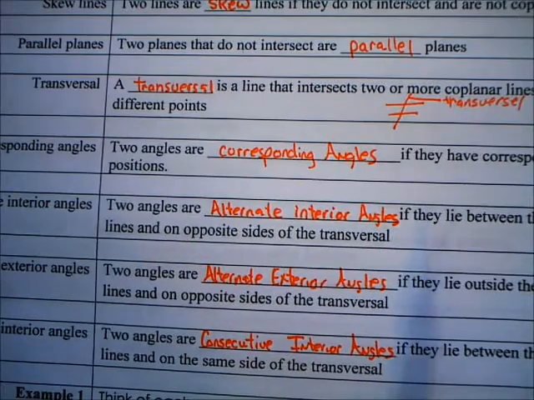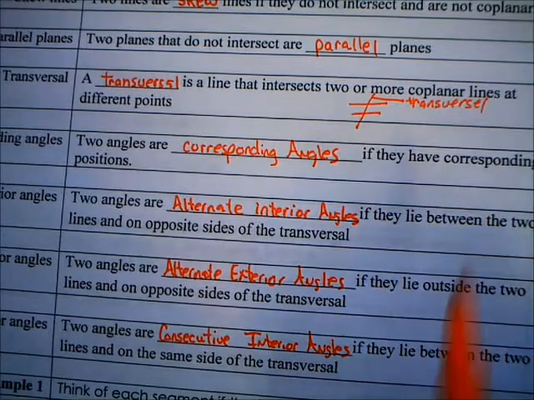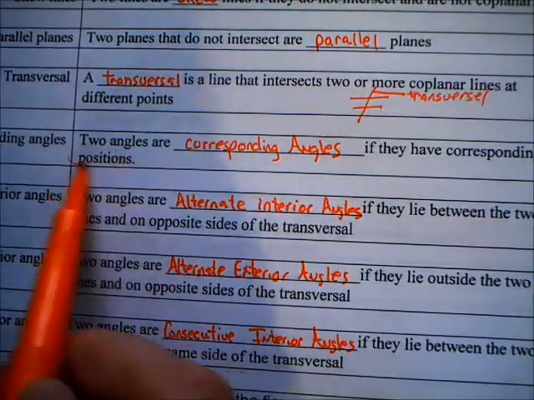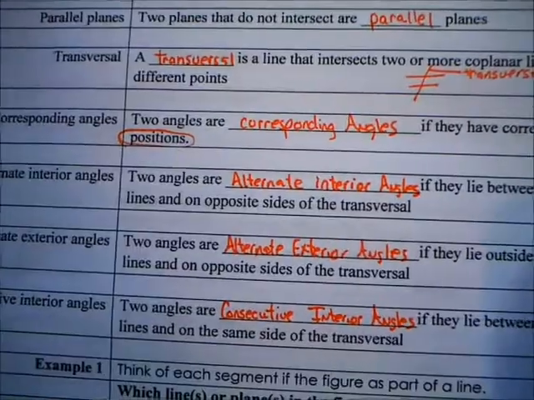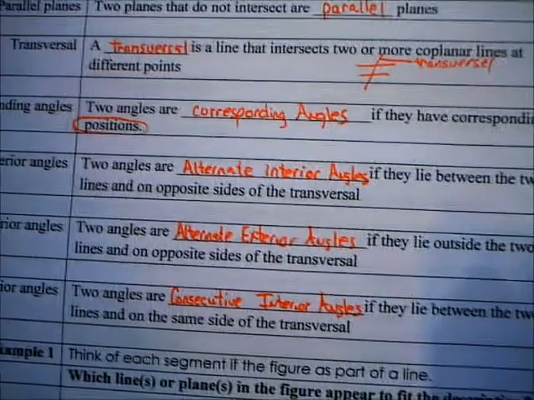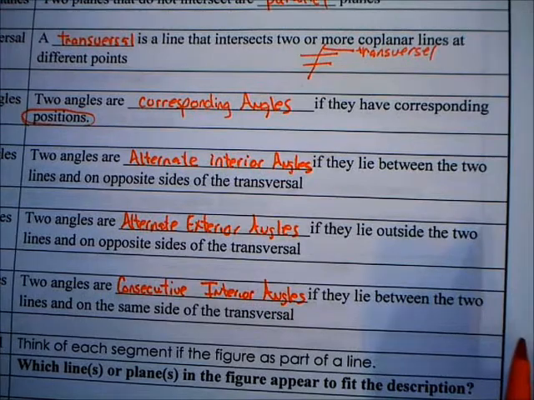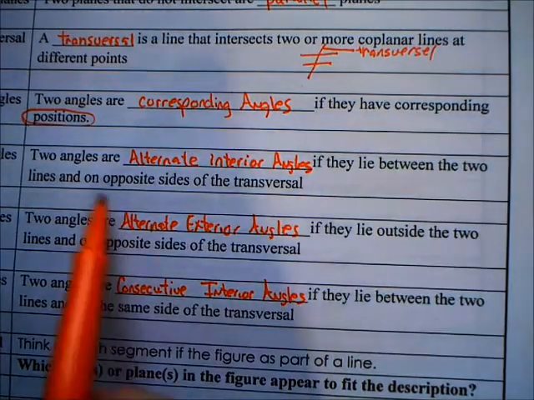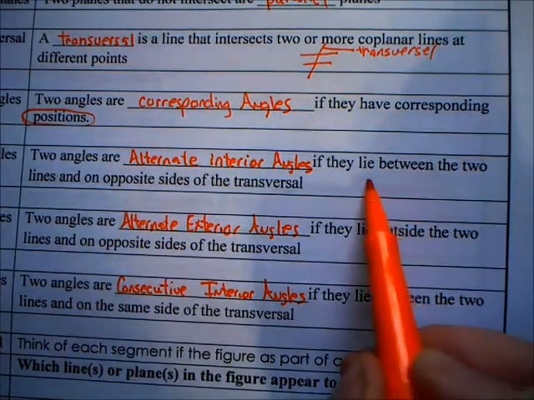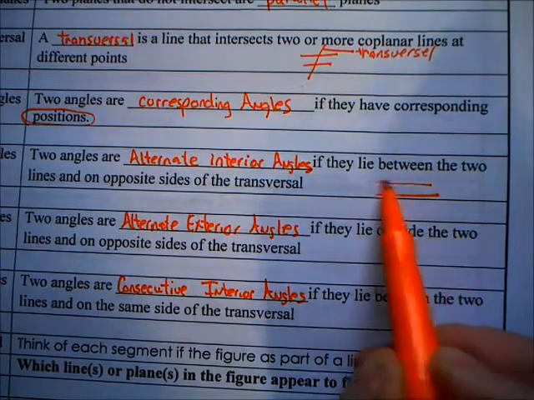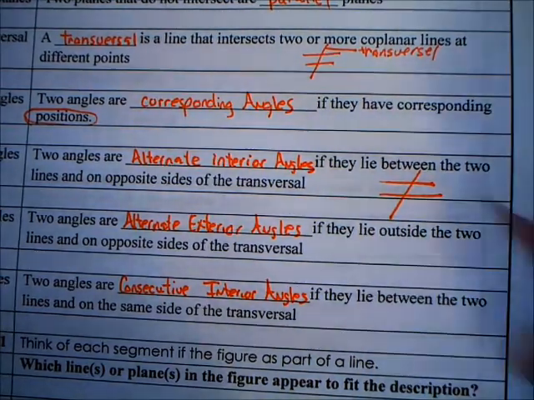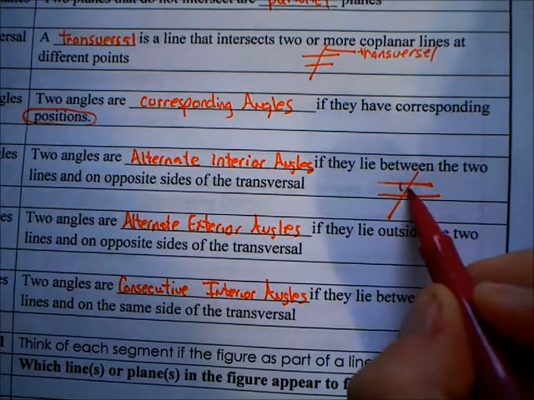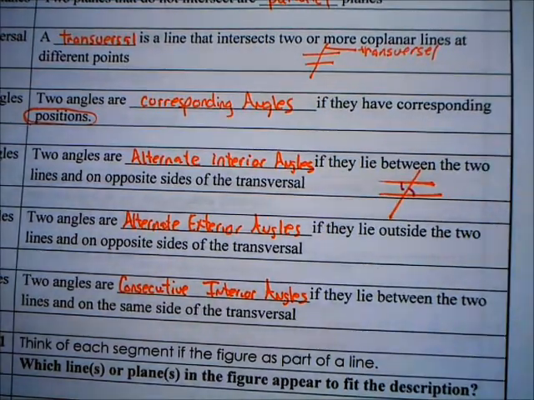On the corresponding angles, two angles are going to be corresponding if they're in the same position on the lines. The alternate interior angles are on the two lines, but they're opposite sides of the transversal. So if you had two lines cut by transversal, the alternate interior would be angles on the inside of your shape.